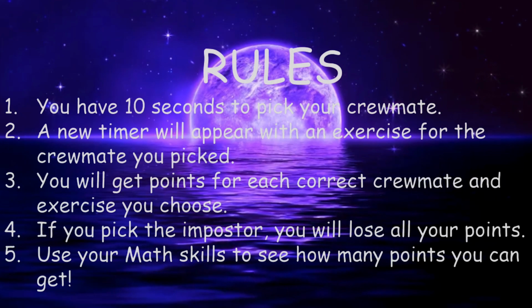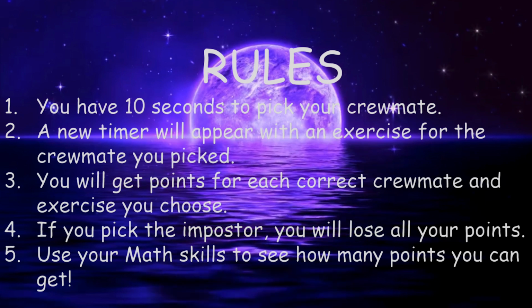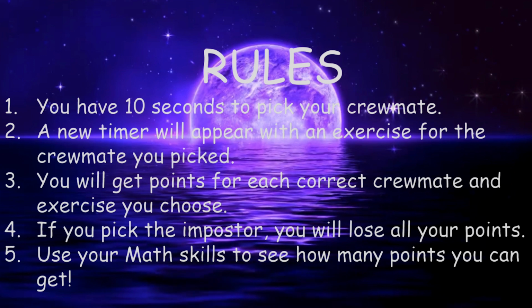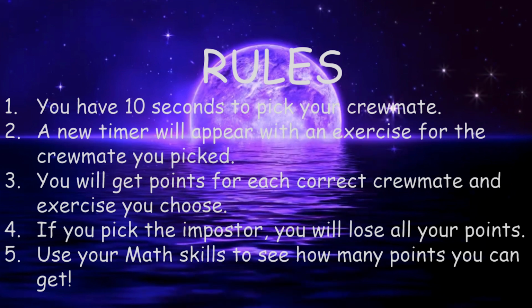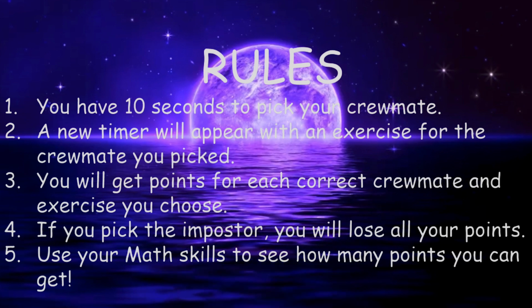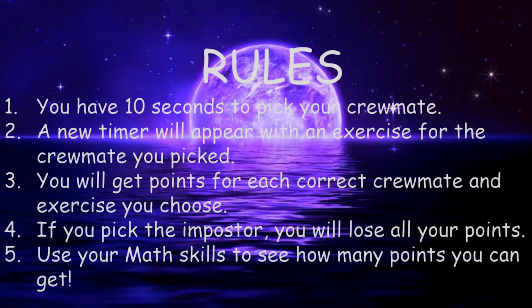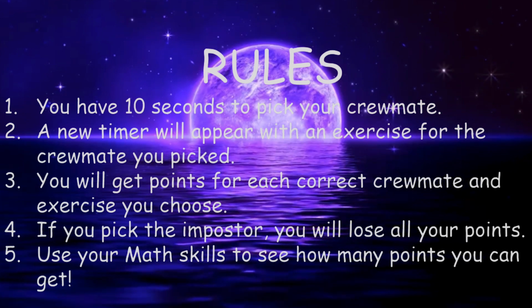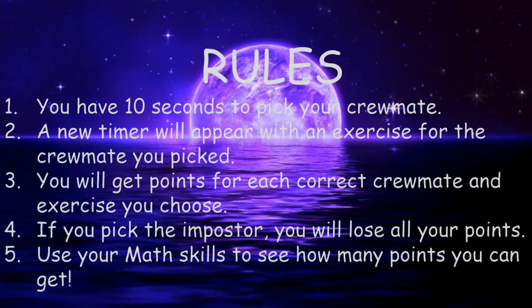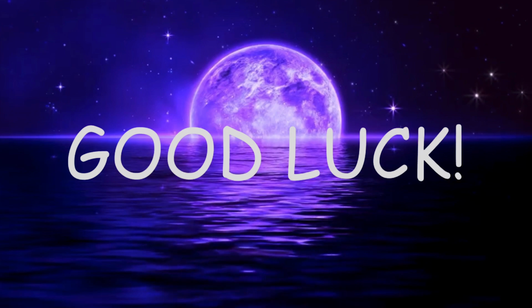Rules. 1. You have 10 seconds to pick your crewmate. 2. A new timer will appear with an exercise for the crewmate you picked. 3. You will get points for each correct crewmate and exercise you choose. 4. If you pick the imposter, you will lose all your points. 5. Use your math skills to see how many points you can get. Good luck.